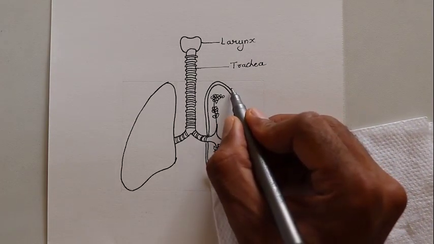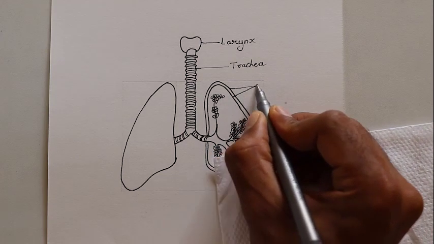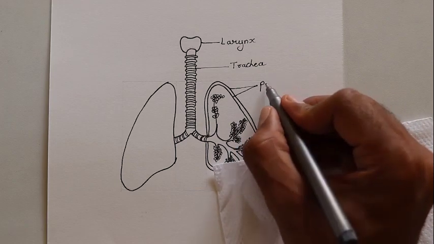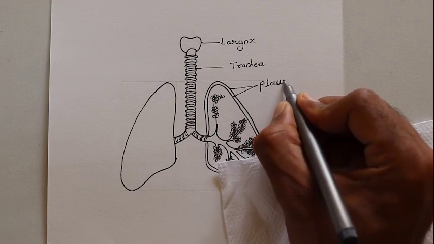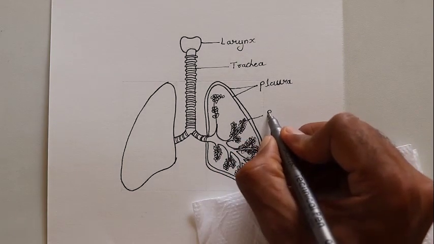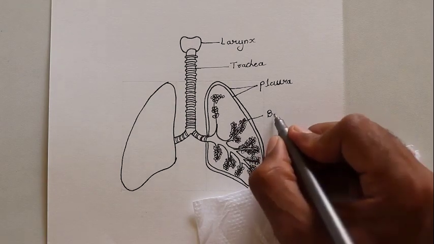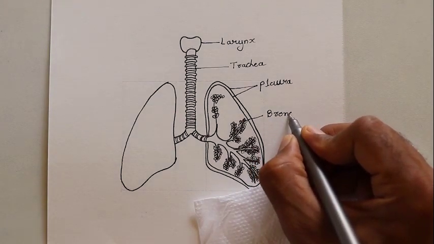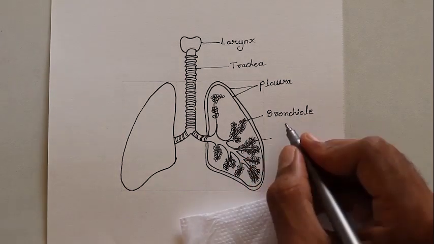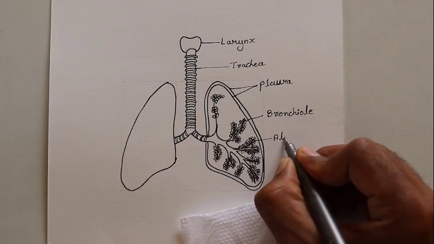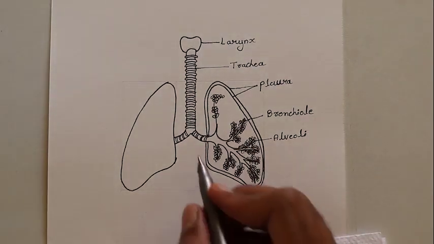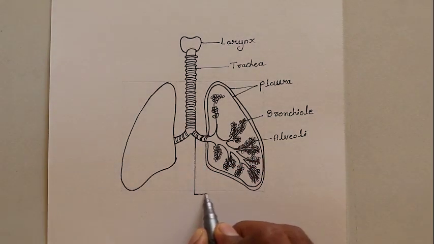The pipes, as I told you earlier, the smaller branches over here are called bronchiole, and the end of the bronchioles are called alveoli. So these are bronchus, and this is the lung. So let's write the name of this diagram underneath here, that is lungs.